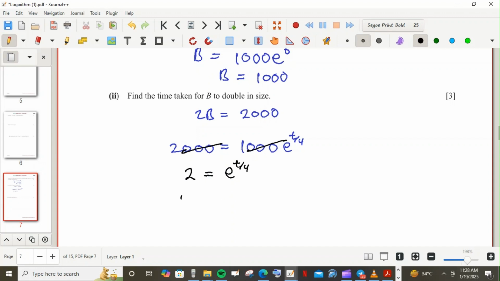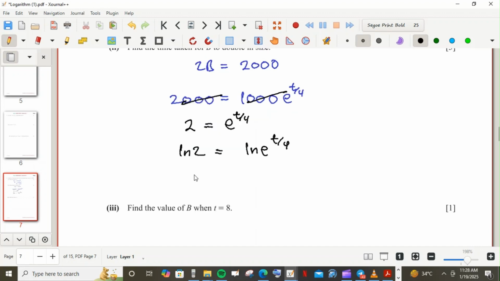What can you do here? You can find ln of both sides. So that's why we learned exponential equations. Everything is connected. There's nothing that's useless. So this is the same as t over 4. So if I make t the subject, I multiply both sides by 4. I'm getting this.